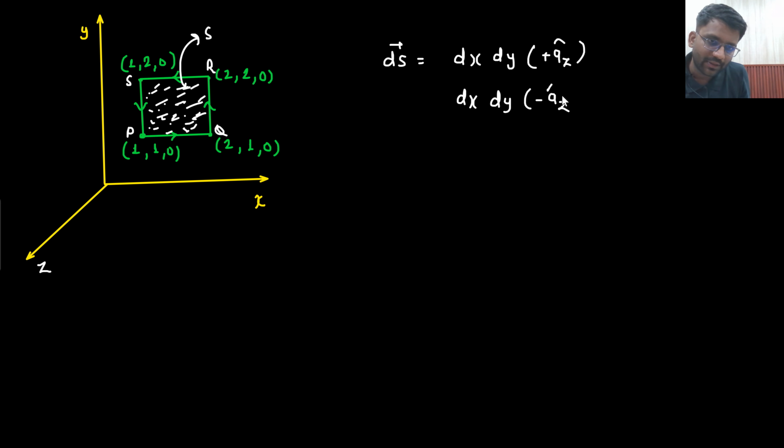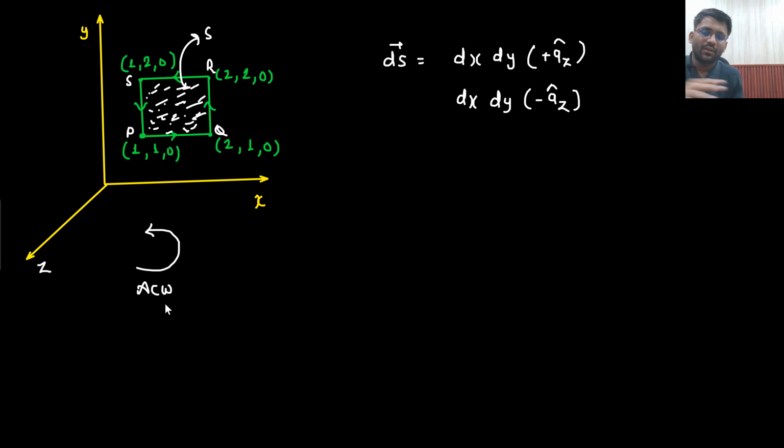Which one will I accept? So I will see the rotation. I will see how I was moving when I was talking about the line integral. This is my movement from P to Q, Q to R, R to S. So sorry, the movement is anti-clockwise, not clockwise. The movement is anti-clockwise.